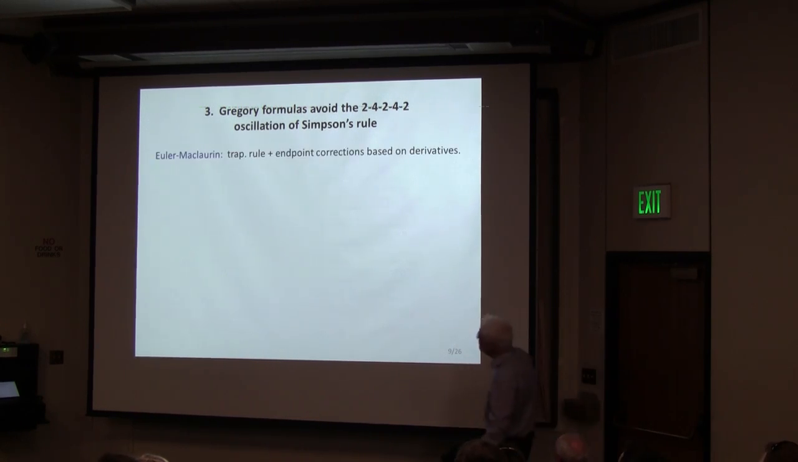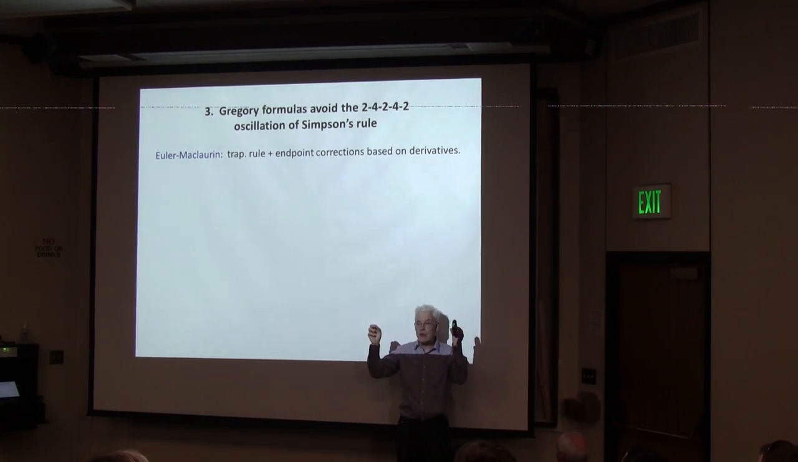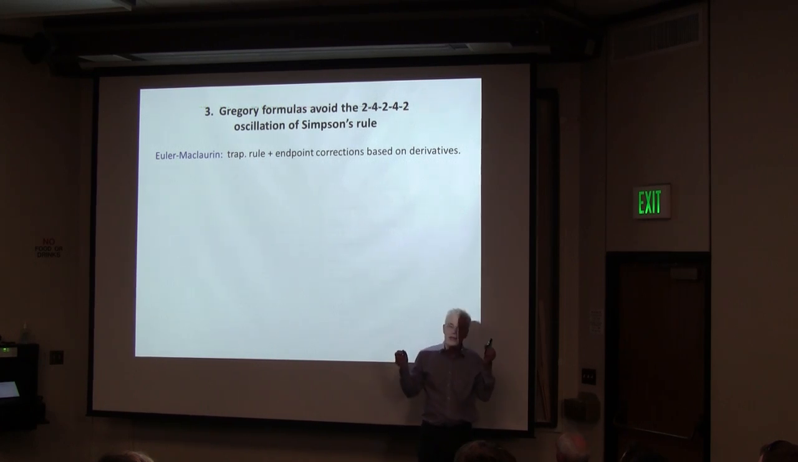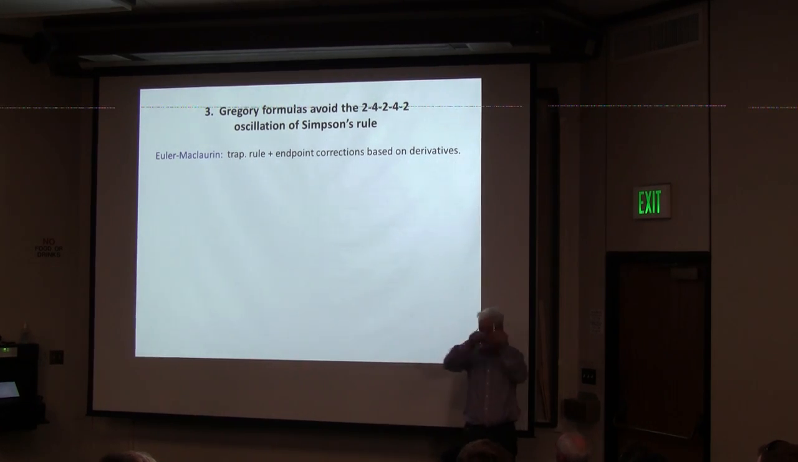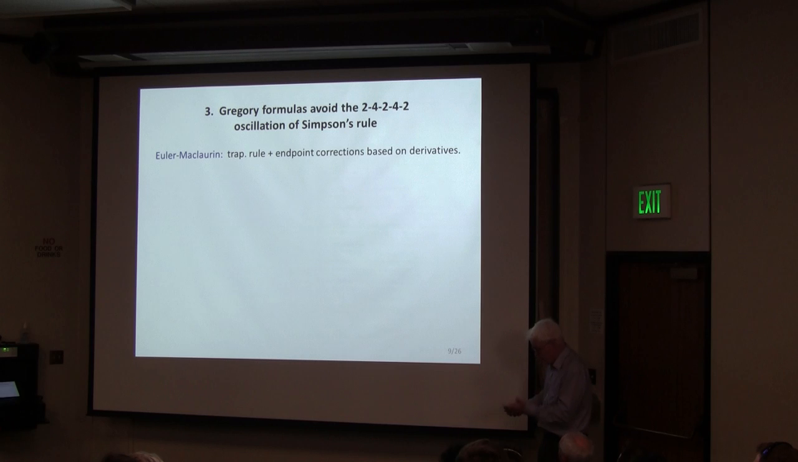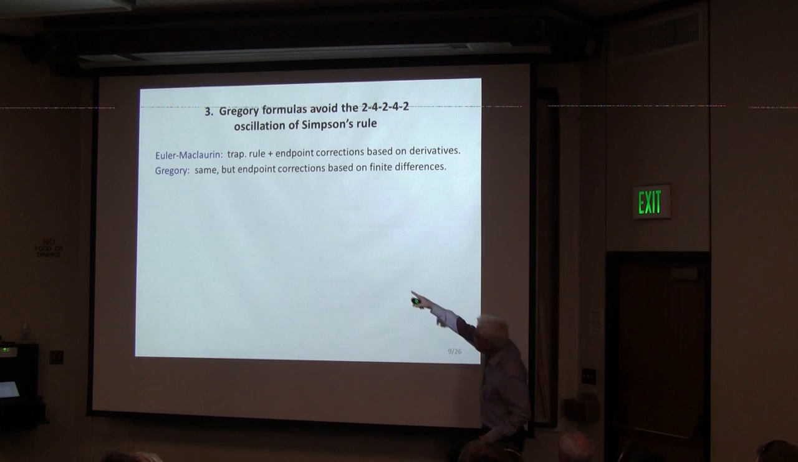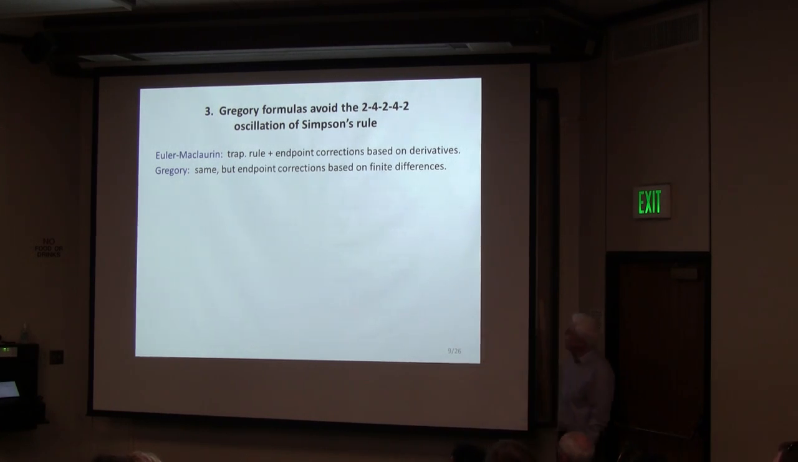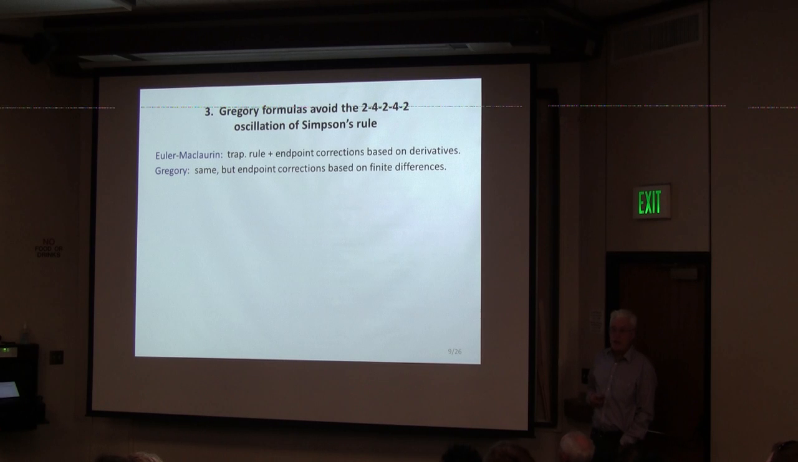What's going on? So let me remind you, you've all heard of the Euler-Maclaurin formula, and if you don't remember what it is, maybe you never knew. The Euler-Maclaurin formula is about what to do with the trapezoidal rule if your function is not periodic. And it says, add up function samples, trapezoidal style, but then do some endpoint corrections involving derivatives. So the Euler-Maclaurin formula tells you how to do endpoint corrections to improve the convergence of the trapezoidal rule for non-periodic functions. Now, the Gregory formula is the same, except instead of derivatives at the end, it uses finite differences.